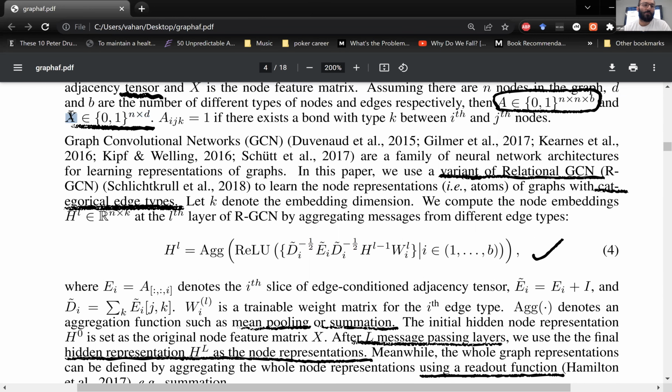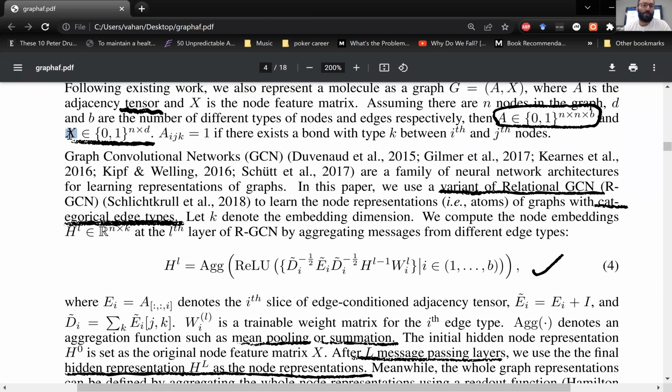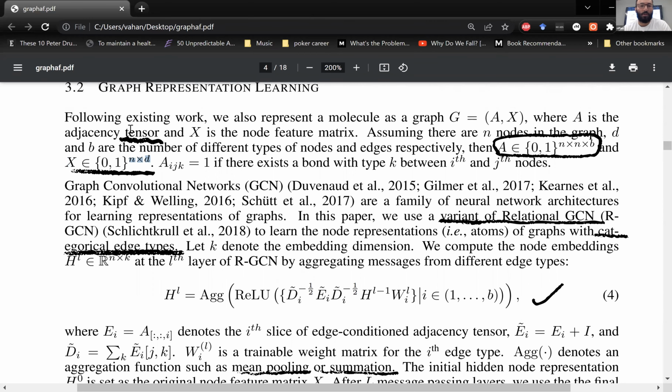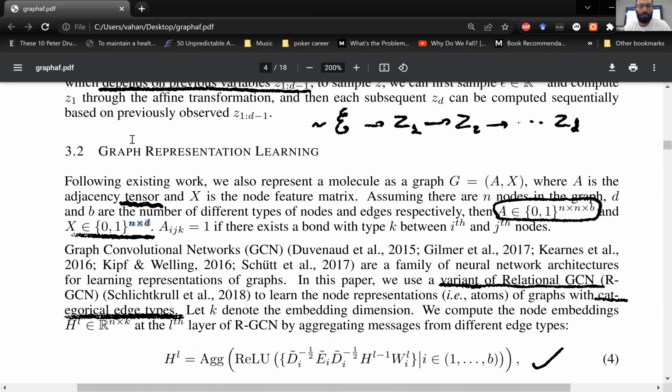So that's what we can actually see here. This X is the node embedding vector. The dimensions are n and d, where n is the number of nodes and d is the number of types of nodes. Right, number of types of nodes. So here we have d.